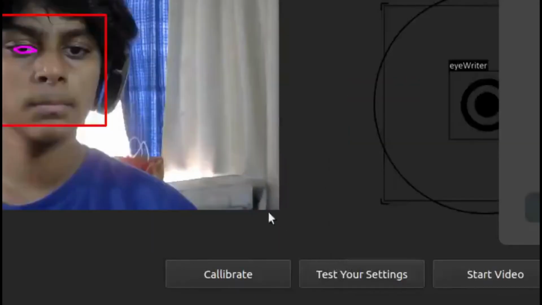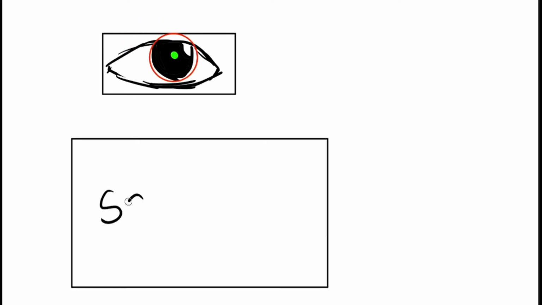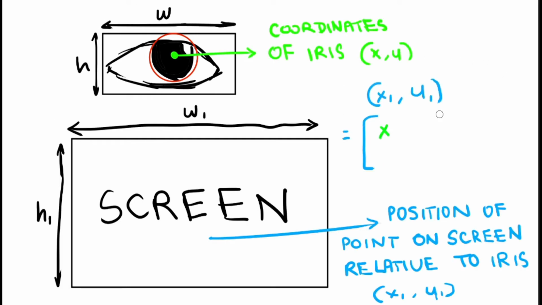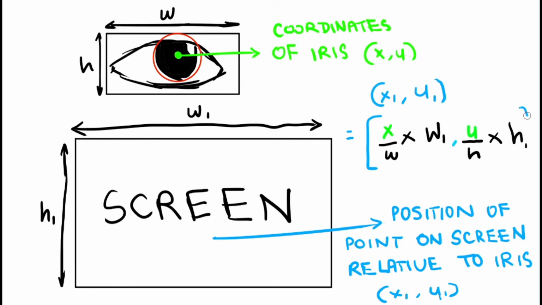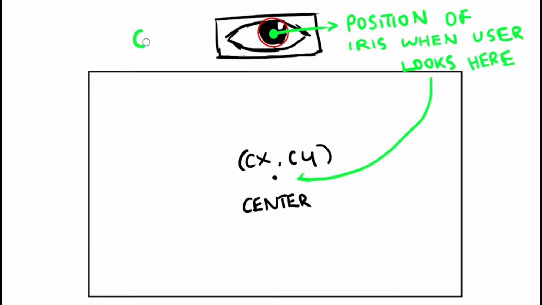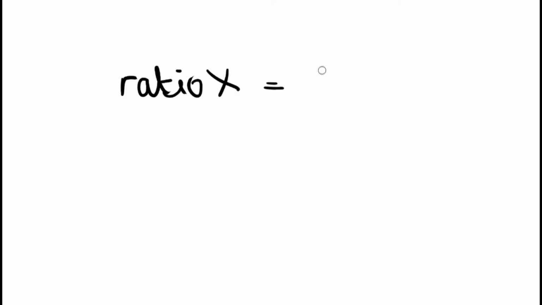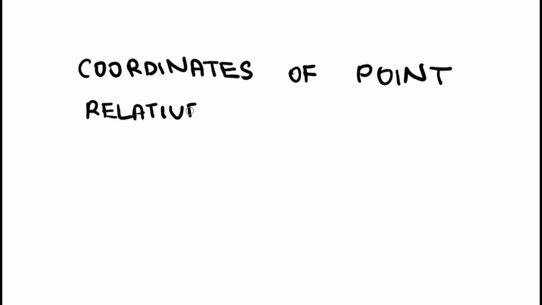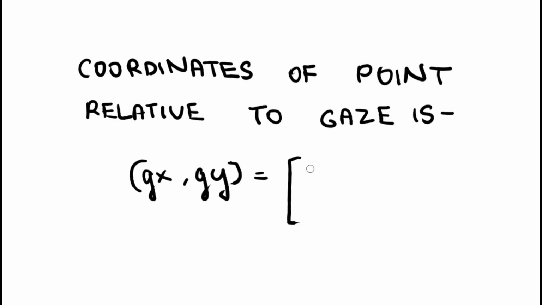Now, from here the user will have to click the calibrate button. So how does the program know that the user is looking at a certain point on the screen? Well, it's done using the formula that's on the screen right now. But if we use this formula, it doesn't give the best of results. This is where the calibration process comes in. The user is asked to look at the center of the screen, whose coordinates are already known by the computer. Then the computer measures the current coordinates of the iris to get ratio x and ratio y with the given formulae. Now that these two values are known, we can calculate the coordinates of the point relative to where the eye is looking, or gaze, which is given by this formula.